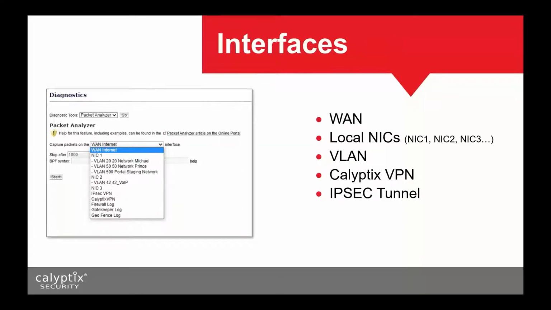Now, we can do packet captures on every interface of a Calyptix. So, for example, here in this image, we have the WAN. We have a few VLANs that have NIC1 as the parent interface. So we can do a packet capture on the NIC. We can also separate out and just do the packet capture on each individual VLAN. We're also capable of doing it on the IPsec VPN interface, Calyptix VPN, the firewall log, which shows blocked traffic outbound, and the gatekeeper and geofence log as well. Those supplement the network alerts page, which is the typical place you're going to see those.